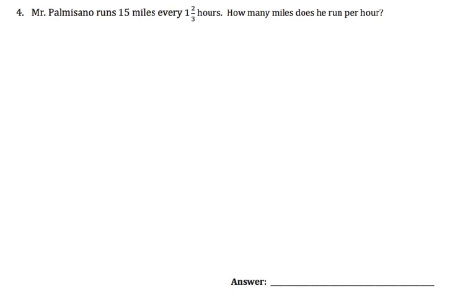Last one, again, a different story, but the same idea. Mr. Palmisano runs 15 miles every 1 2/3 hours. He really does. He's kind of in good shape. How many miles does he run per hour? So again, we're given this ratio, and we got to find per 1 hour. So it's the same types of strategies as I showed you for problem 1, and I'm not going to tell you the answer because I want to see what you're able to do on your own.